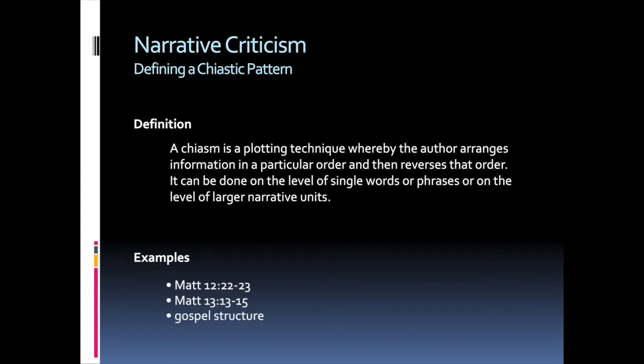Now, there are a couple examples I want to introduce. These first 2 in Matthew chapter 12 and 13 are at the level of words or phrases. These will make it really clear just how a chiasm works. And from there, we'll go to the structural use of this technique and see how the whole gospel's 5 books and 5 discourses may be laid out on a chiastic pattern.